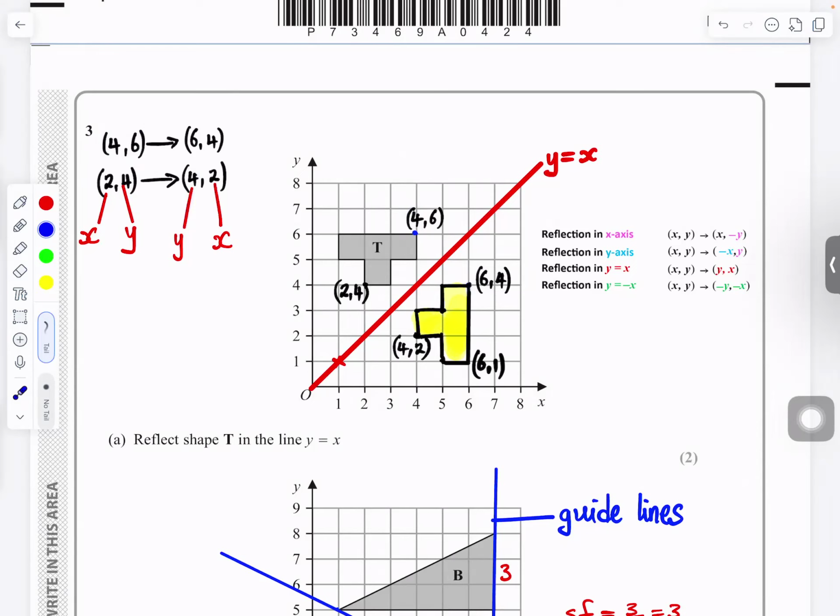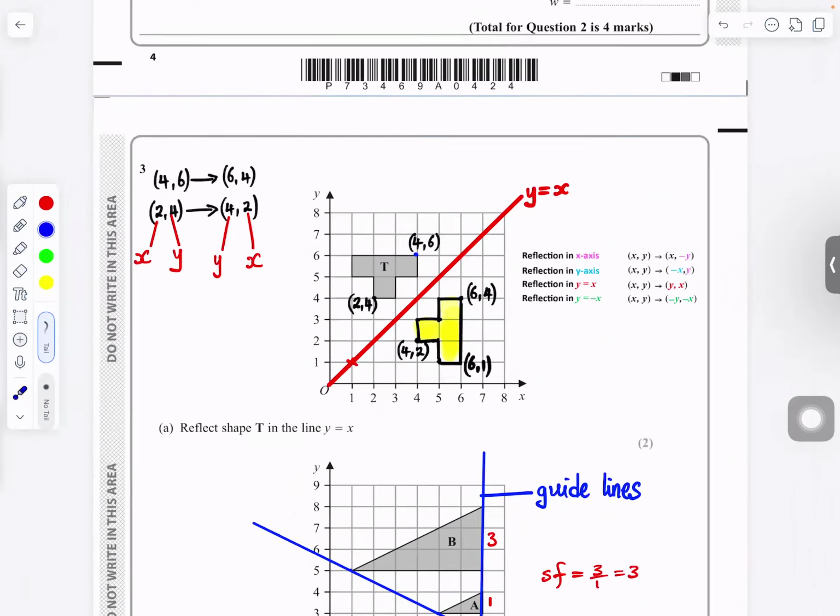So I've put some summary there for reflection in the y equals x line, and also reflection in the x axis, y axis, and y equals minus x. So x, y becomes y, x when you reflect in the line y equals x. So you need to learn these 4 things I put there. Memorize it. It helps you to do reflection.